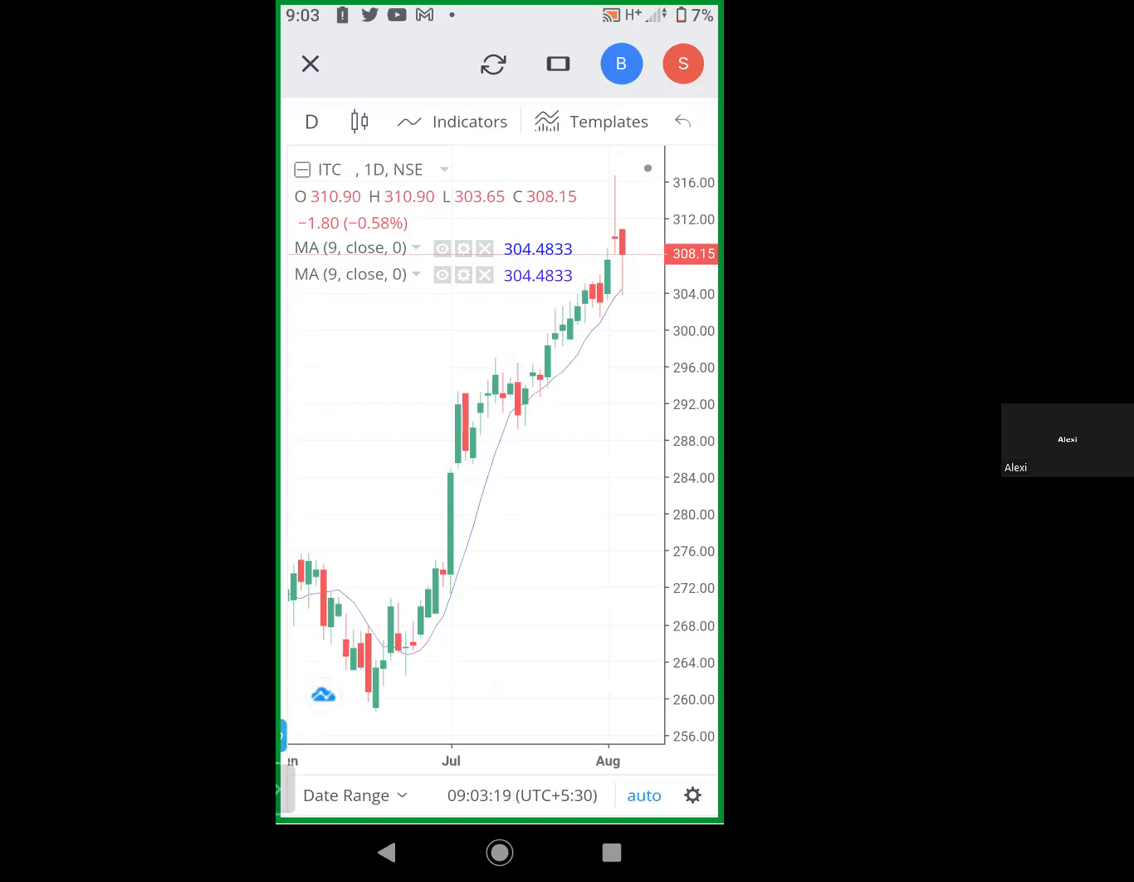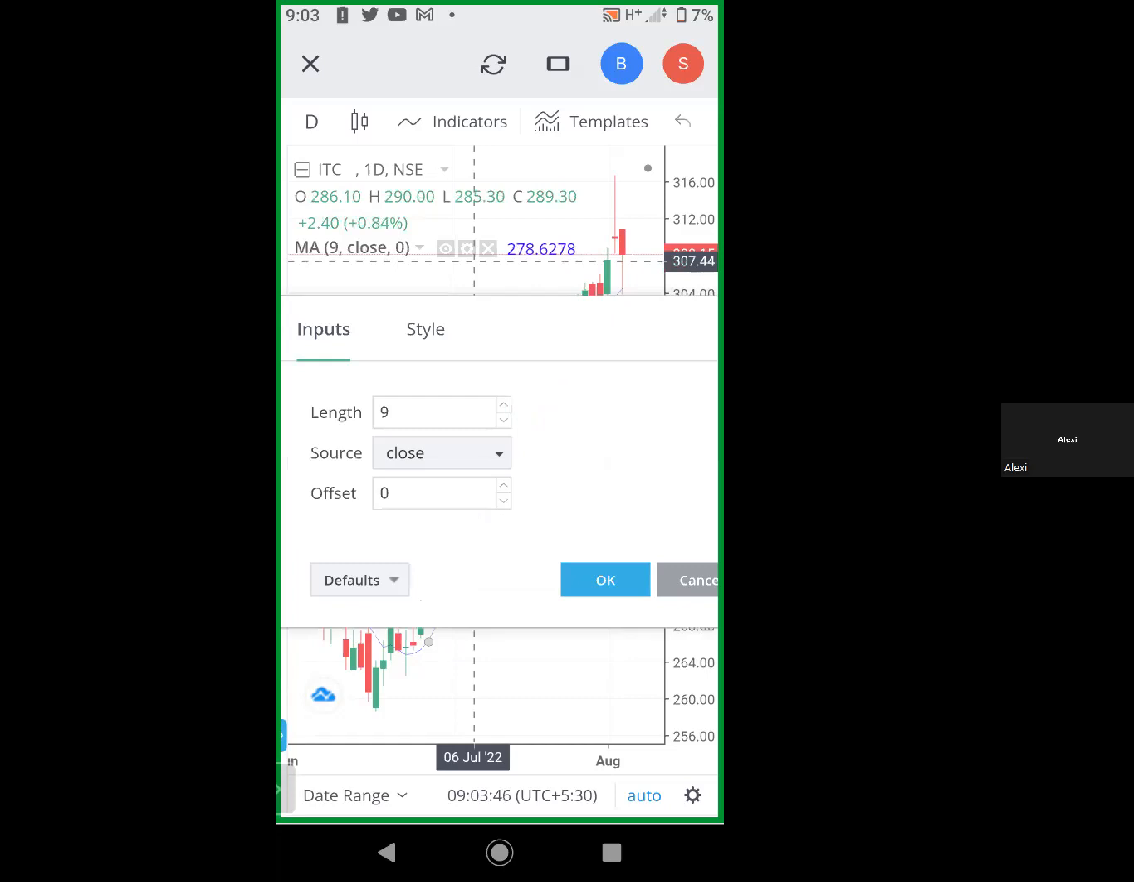Where it says MA9 close, on the first one, on the right side, you will see 3 options. One is a view option, second is the settings option, and the third is the X, which deletes it. You don't want to delete it, you want the middle one. If your phone is small, it will not be easy to click on the middle one, but keep trying. By mistake, I've closed the one, no problem. I can do it again.